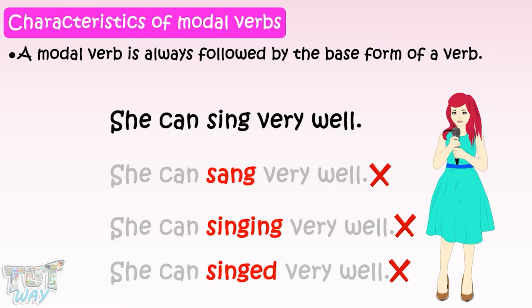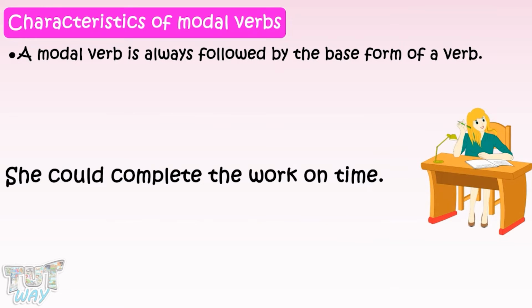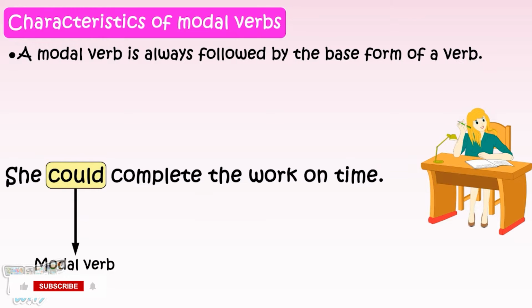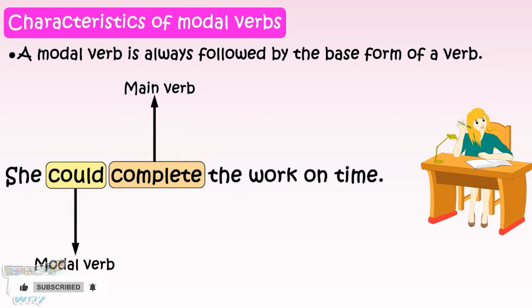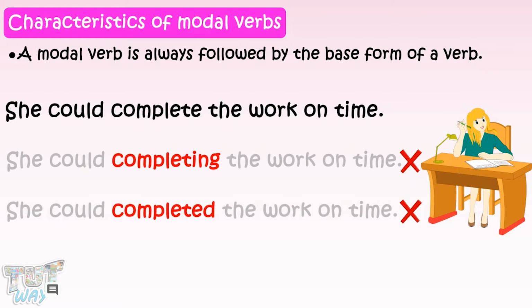Another example, she could complete the work on time. Here, could is the modal verb. Complete is the main verb. You can never write she could completing the work on time, or she could completed the work on time, as a modal verb is always followed by the base form of a verb.